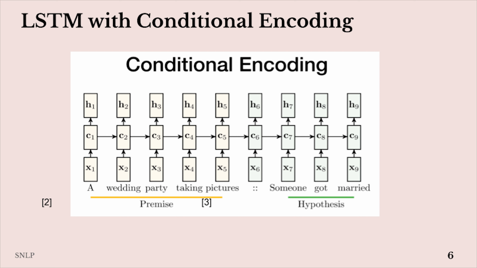Another version of the LSTM-based model is the LSTM with conditional encoding. In contrast to individual encoding, when we do conditional encoding, the representation of the hypothesis is conditioned on the representation of the corresponding premise, in the sense that the memory state of the LSTM modeling the hypothesis is initialized by the last cell state of the LSTM which modeled the premise.